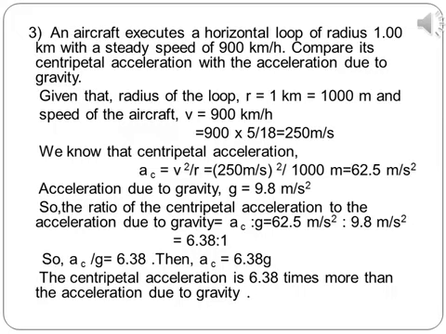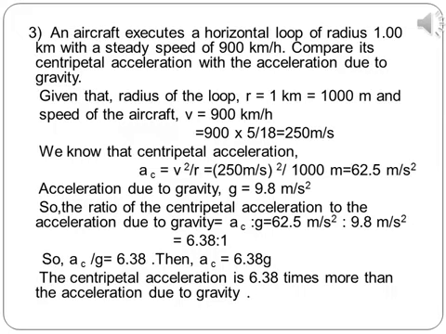Converting into meter per second, we have to multiply this by 5 by 18. Then it will be equal to 250 meter per second. We know that centripetal acceleration a_c is equal to v square by r. By substituting the values of v and r, we get it is equal to 62.5 meter per second square.